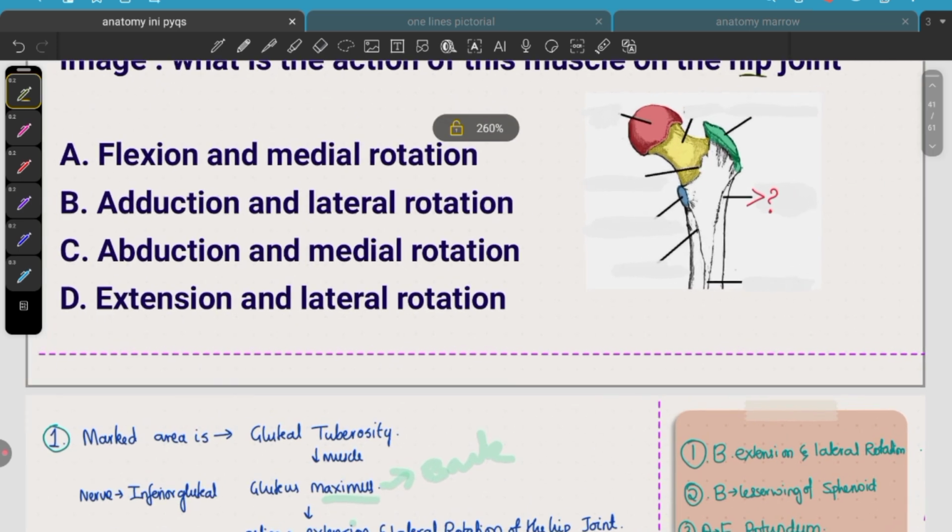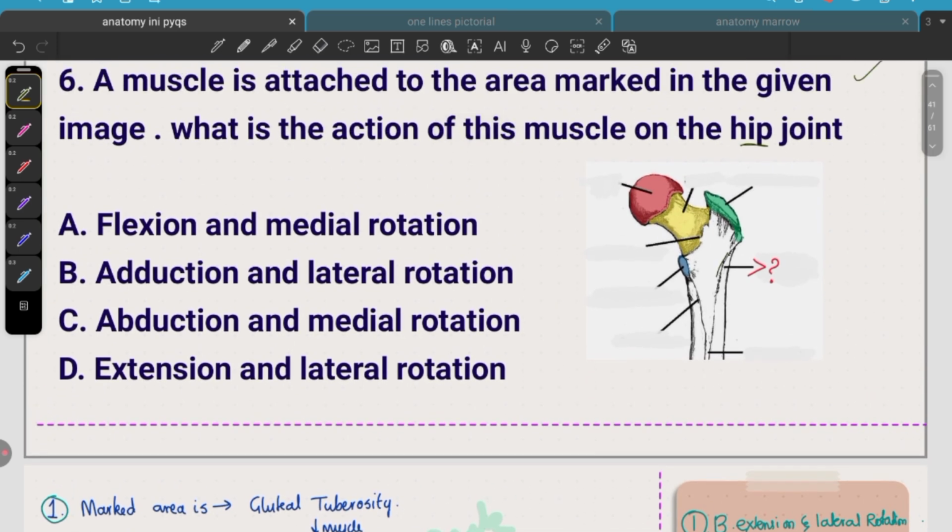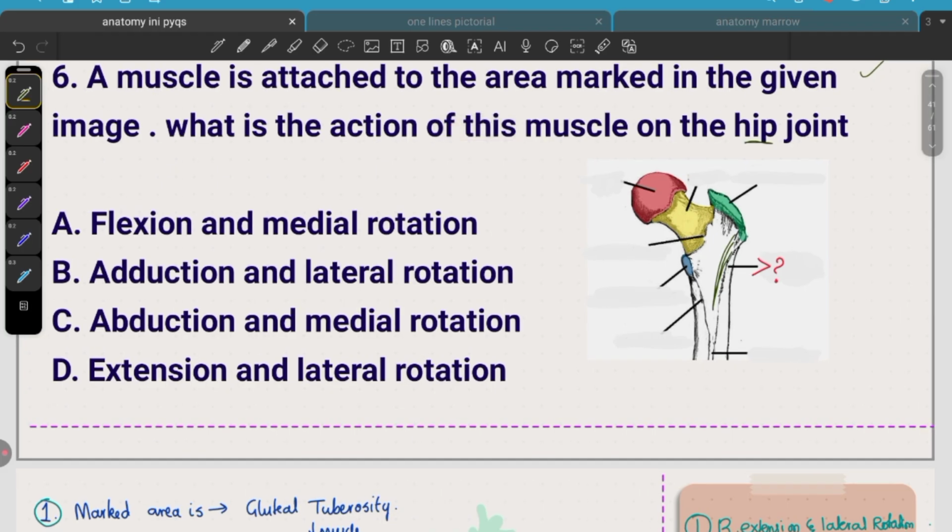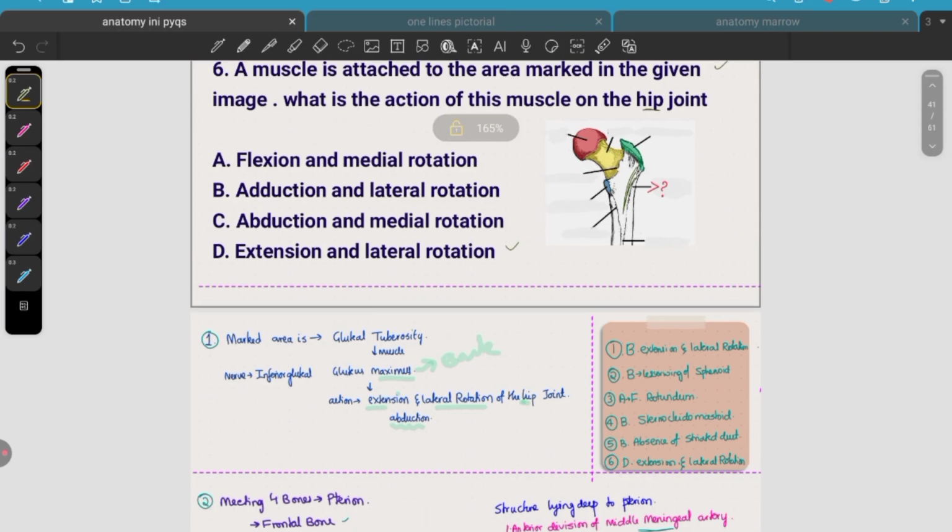See, again this marked structure is the gluteal tuberosity. It is the extensor compartment muscle, so it helps in extension and lateral rotation. So option is D.